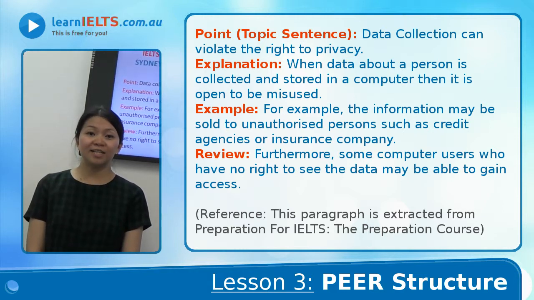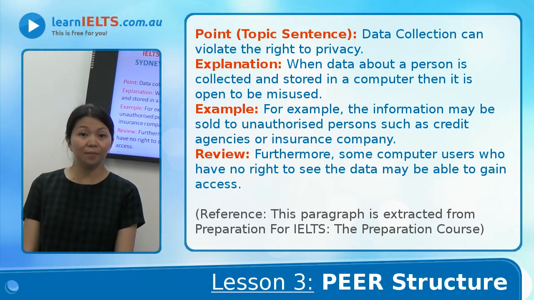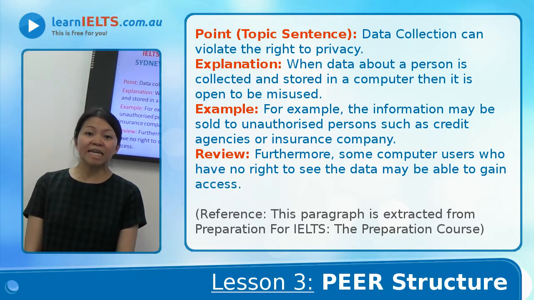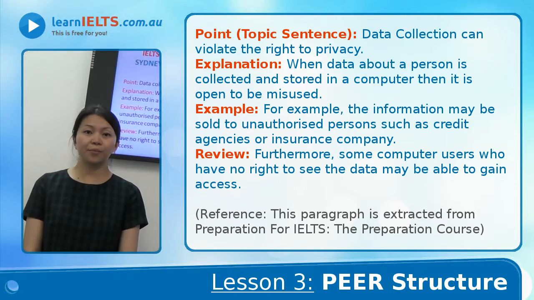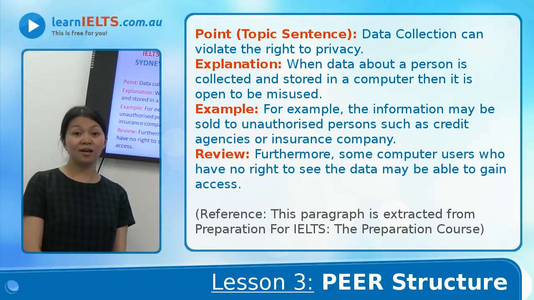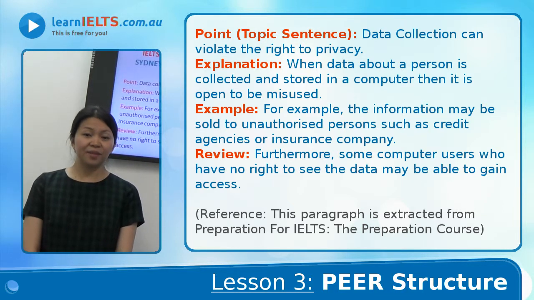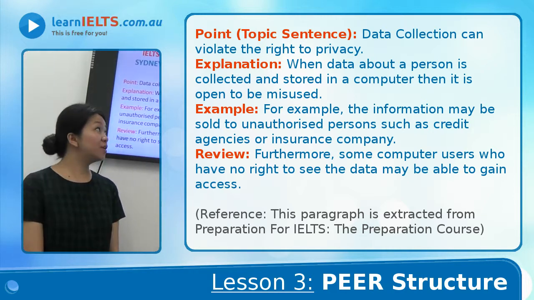So for the body, usually you have to have at least 3 main points to illustrate what you're trying to say or what you're trying to argue for. In the body, each paragraph should follow a structure that we usually call PEER, or P-E-E-R. So what exactly is that? Each paragraph in the body of your essay should follow this structure.